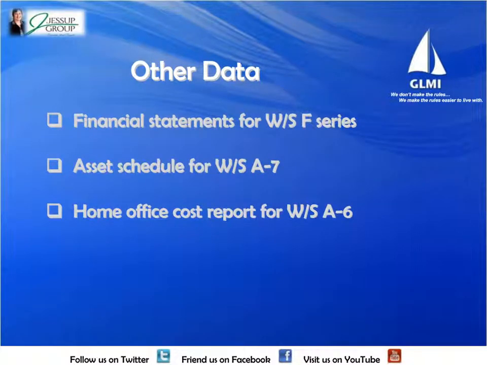The other data that we need is financial statements, because there is a series called the Worksheet F series where Medicare collects your balance sheet, income statement, and equity statement. We need an asset schedule. Medicare wants that information on what your new and disposed assets are and what your ending capital assets are. And then there's a home office cost report. If you have a home office cost report, we need that for Worksheet A6. That would be most likely if you're a hospital-based agency, you would have some home office costs that would be included, pulled into your home health or hospice cost report.